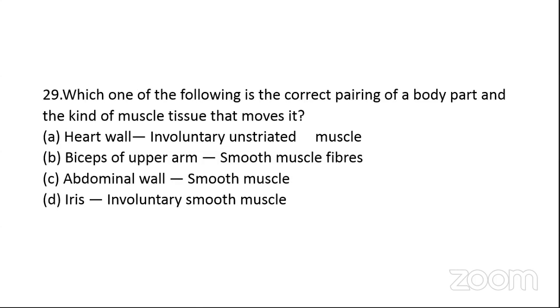Then, which of the following is the correct pairing of body part and the kind of muscle that moves it? Answer students, heart wall is involuntary, correct, but it is striated, so it can't be right. Biceps of upper arm, smooth muscles, wrong. Abdominal wall, smooth muscle, this is correct. Iris, involuntary smooth muscle, wrong. So C is the correct answer.